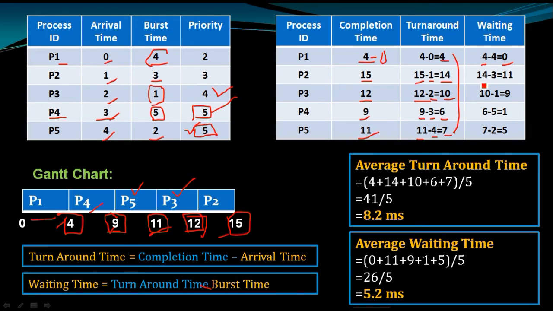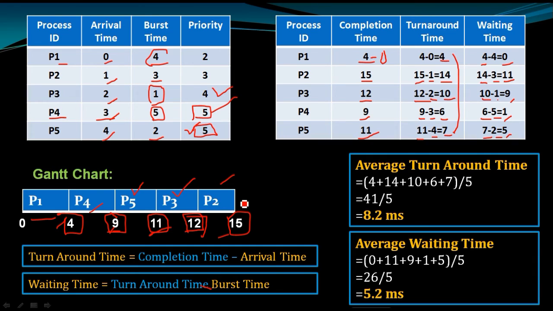For P2, 14 is the turnaround time minus burst time 3, so 11 is the waiting time. For P3, 10 is the turnaround time, burst time is 1, and waiting is 9. For P4, 6 is the turnaround time, 5 is the burst time, waiting time is 1 millisecond. For P5, 7 is the turnaround time, 2 is the burst time, and 5 is the waiting time. So this is the calculation we can do on this given table by preparing the Gantt chart.